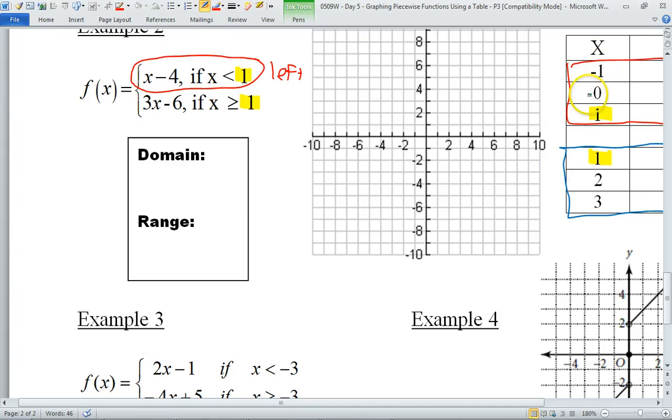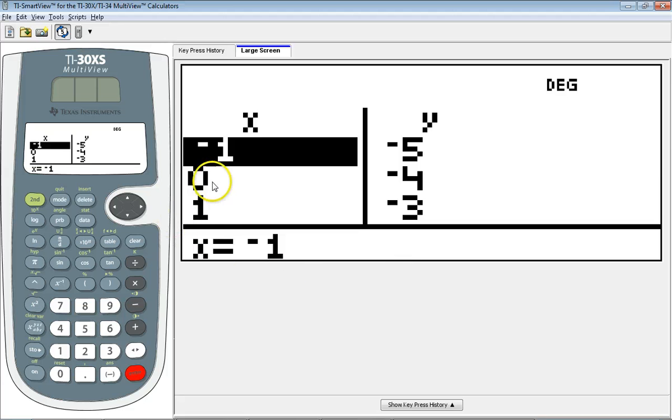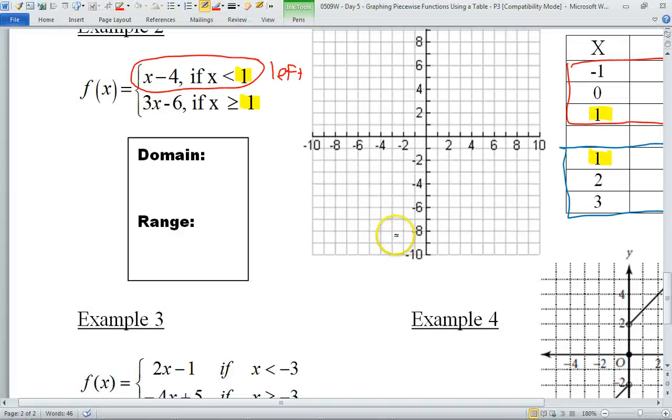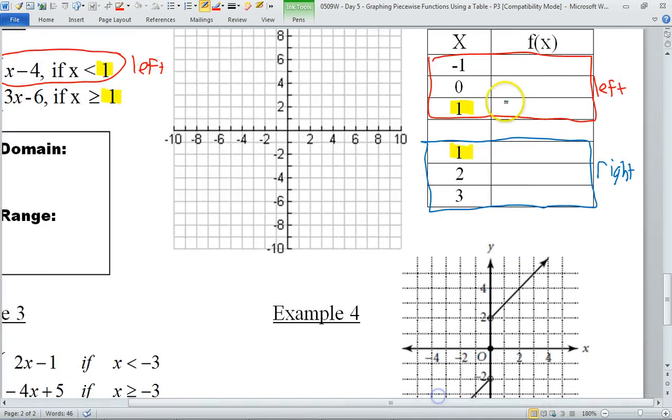I want it to be -1, 0, and 1. And that's what I have. So I will have -5, -4, -3. So put that down. -5, -4, -3. Start with your cutoff value. Start with 1, -3. So 1, -3 is going to be right here. It is going to be an open circle. Notice it is not or equal to. That's why it's open.